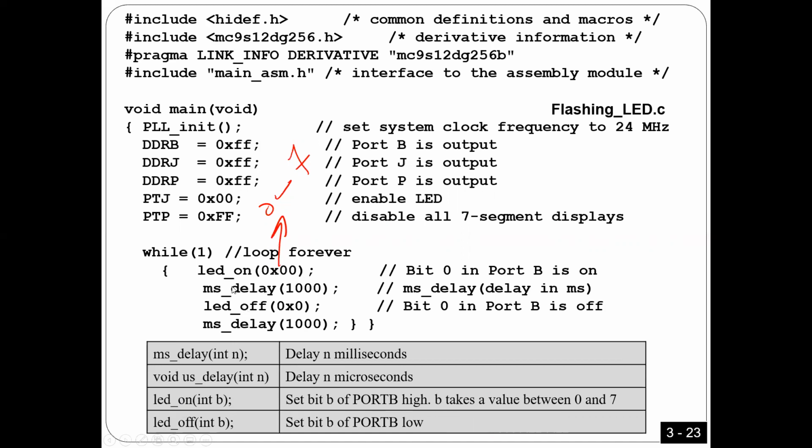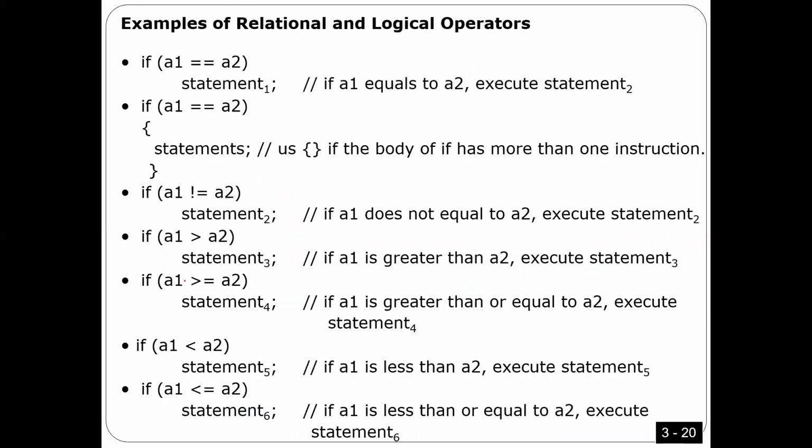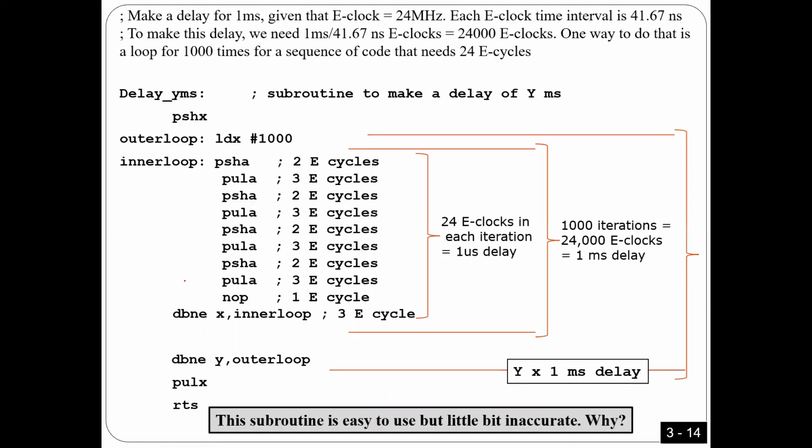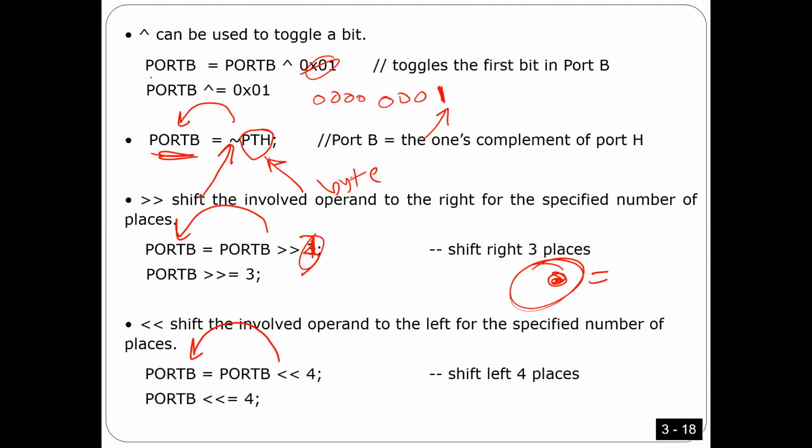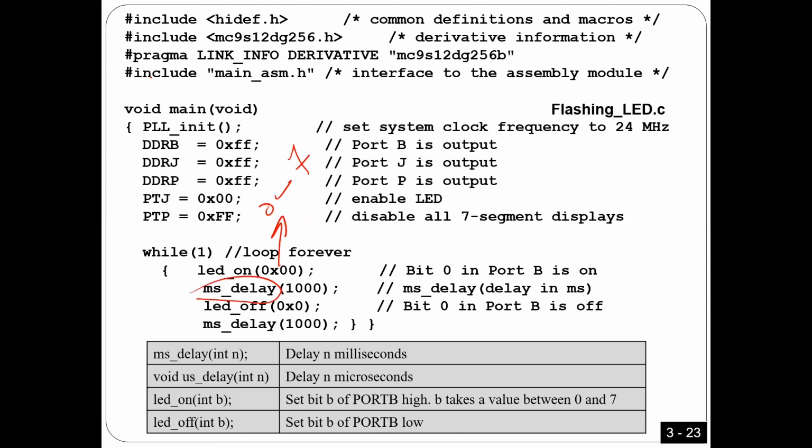And then ms_delay. This one is similar to the delay_ms I explained before. Let me go back. Yeah, I explained this before. So delay_ms is used in assembly, but ms_delay is used in C, so it's exactly the same thing. MS means millisecond delay. Here I can put 1000, and this way I can make a delay of 1000 milliseconds, which is 1 second. And then we have another function called LED_off. This one is used if you want to turn an LED off. Just give me the number here.